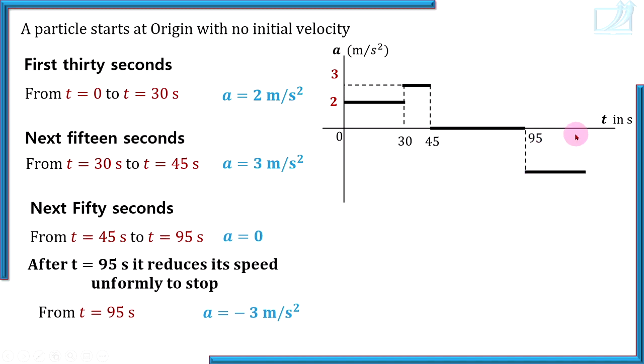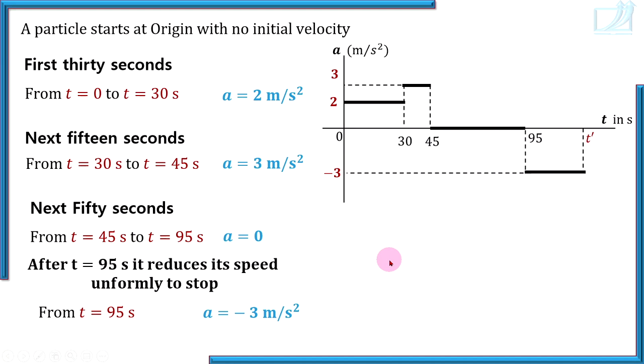So it is below the x-axis, or below the time axis. Acceleration is minus 3. And at this time instant, it reduces its speed uniformly to stop. But at what time it stops? We are not sure about that, and that is why we have labeled it. This is also very important. Remember, we have drawn here the AT diagram. Uniform acceleration means AT diagram is a horizontal line. So it's a combination of horizontal lines only, the acceleration time diagram.